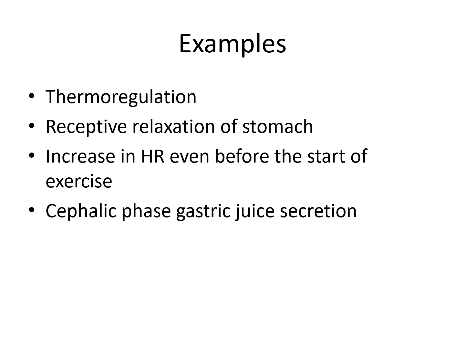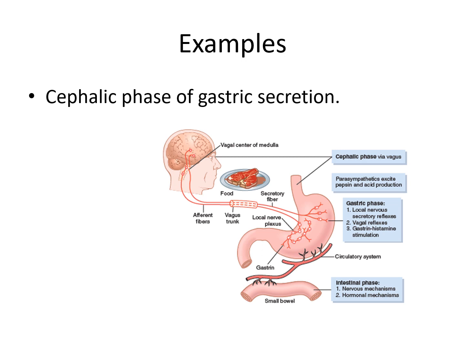Thermoregulation; receptive relaxation of the stomach, that is, even before the food reaches the stomach, it will undergo relaxation; anticipatory tachycardia, that is, increase in the heart rate even before the start of exercise; and the cephalic phase of gastric juice secretion, that is, secretion of gastric juice, HCl, from the stomach by the sight, thought and smell of the food. Even before the food reaches the stomach, because of the sight, thought and smell of the food, there will be gastric juice secretion. So this is also an example for the anticipatory control system.